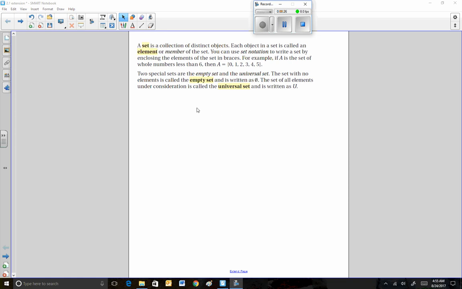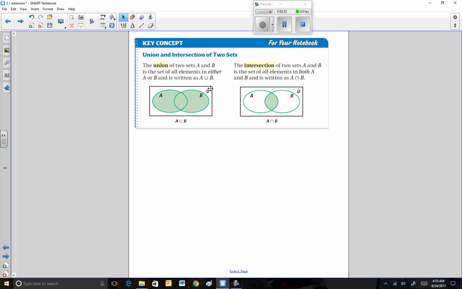Okay, welcome back. Let's take a look at our next page now that you've had a chance to read. The union of two sets, A and B, is the set of all elements in either A or B. That means anything that's in set A or set B would be written down. That symbol right there is called a union. The intersection of two sets A and B is where they intersect, for example, anything that they both have in common. This is read as A intersection B.